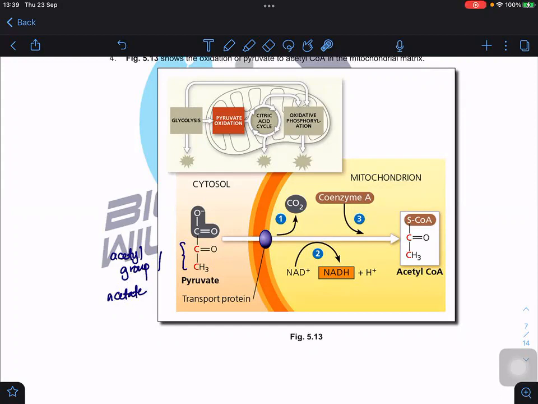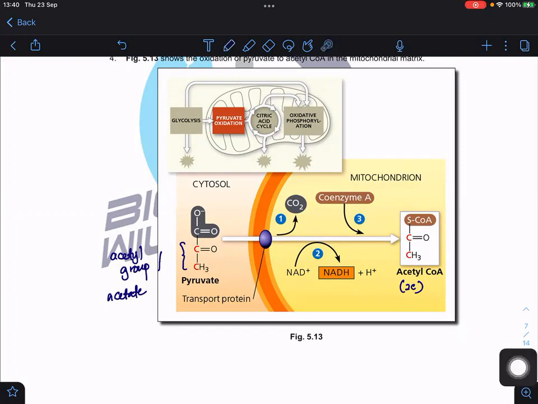The name of this 2 carbon compound, the remaining one, is termed the acetyl group or acetate. So this acetyl group or acetate cannot enter the next part of aerobic respiration, which is the Krebs cycle, unless we have a carrier. This carrier is termed coenzyme A. So this coenzyme A is going to bind with the acetyl group to form acetyl-CoA. This acetyl group is 2 carbon. Are you clear? So coenzyme A is something like a carrier to bring this acetyl group or acetate into the Krebs cycle later. Are you clear?